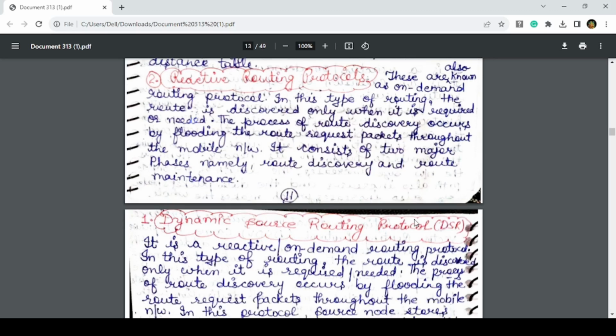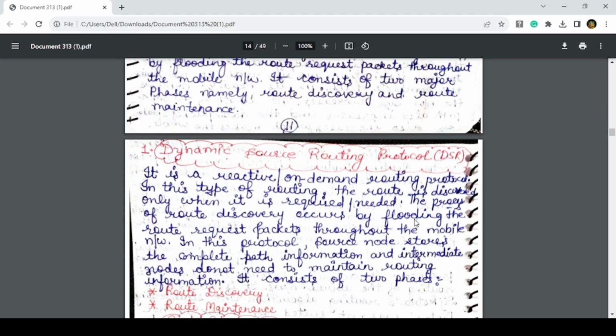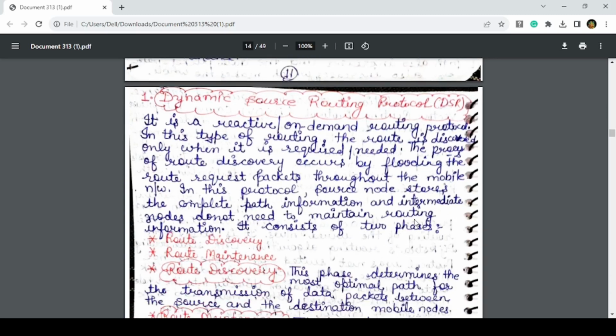Now, first point under this topic: dynamic source routing protocol. It is a reactive on-demand routing protocol. In this type of routing, a route is discovered only when it is required. The process of route discovery occurs by flooding the route request packet throughout the mobile network. In this protocol, the source node stores the complete path information, and intermediate nodes do not need to maintain routing information. It consists of two phases: route discovery and route maintenance.